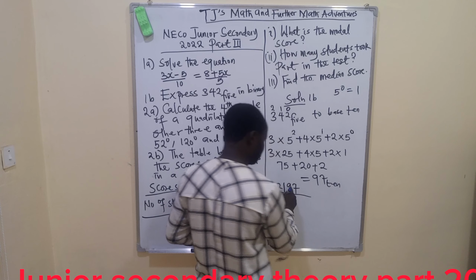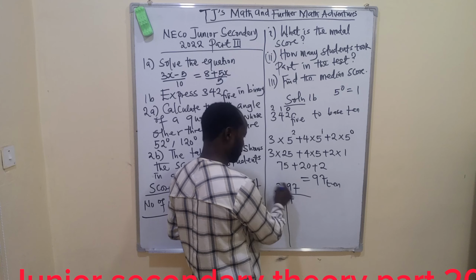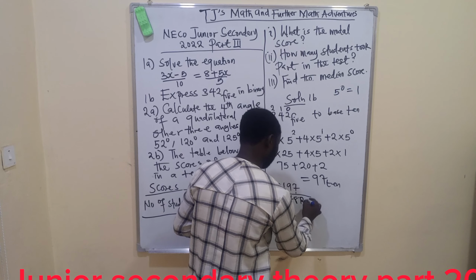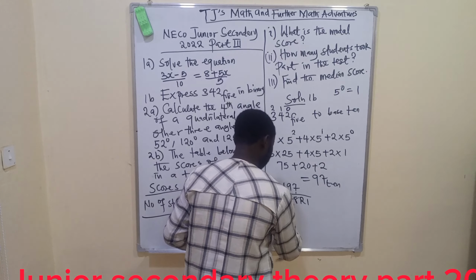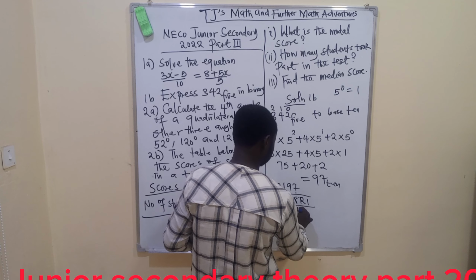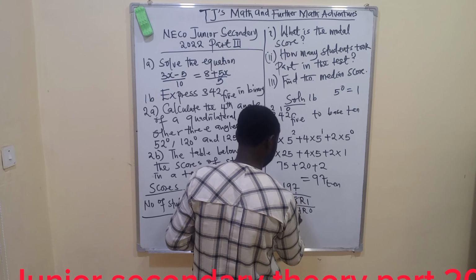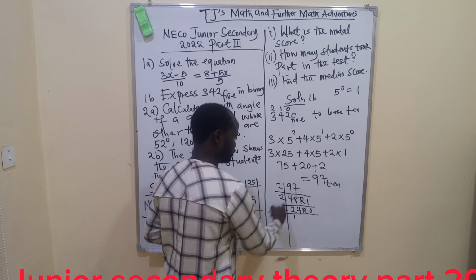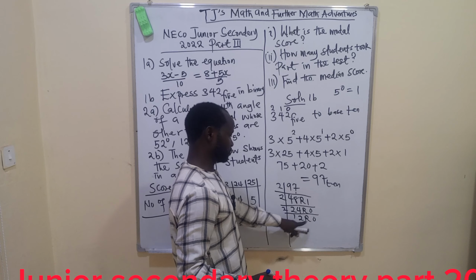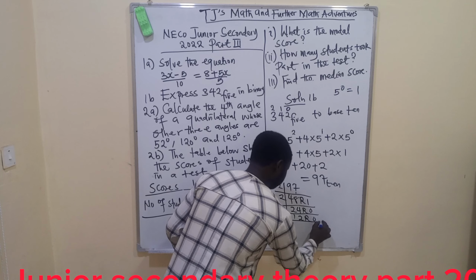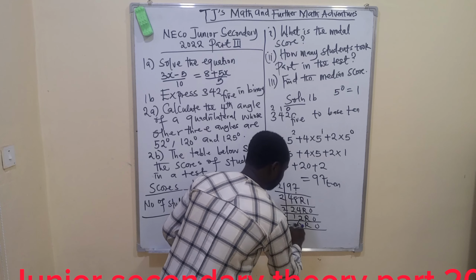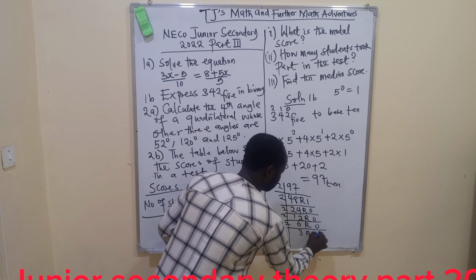2 into 9, 4, remainder 1. 2 into 17 is 8, remainder 1. We write down the remainders here like this. Then 2 into 8 is 4, remainder 0. 2 into 4 is 2, remainder 0. 2 into 12 is 6, remainder 0. 2 into 6 is 3, remainder 0.